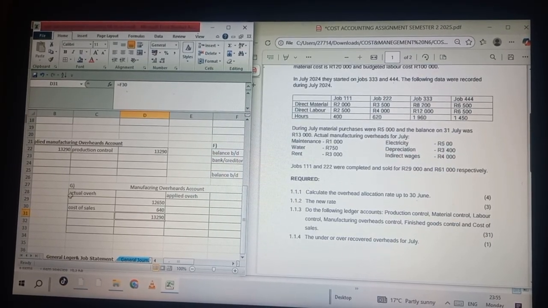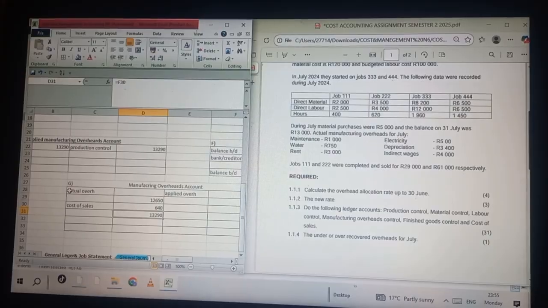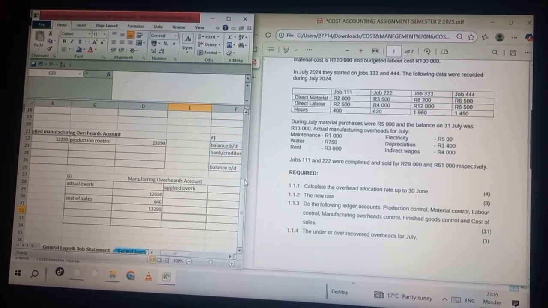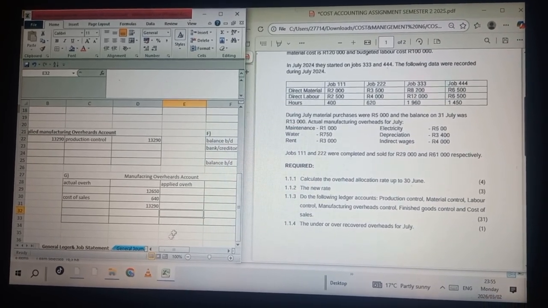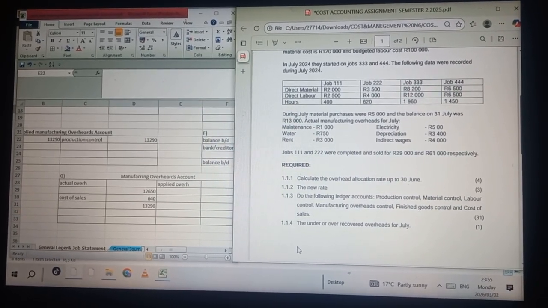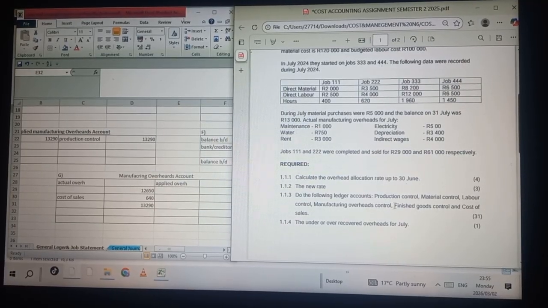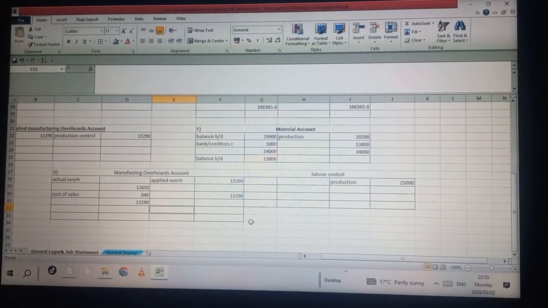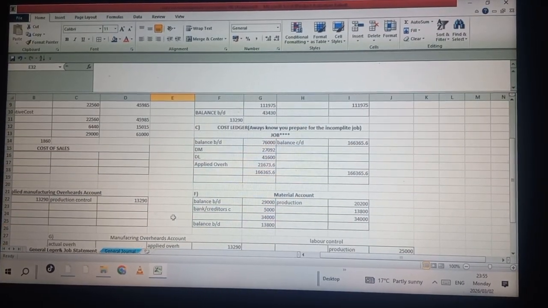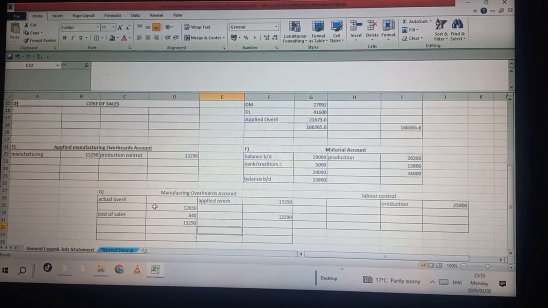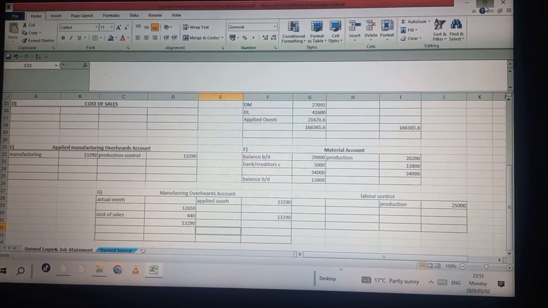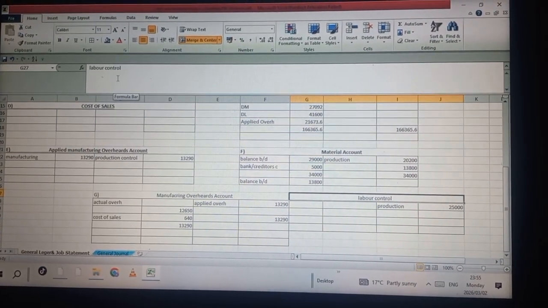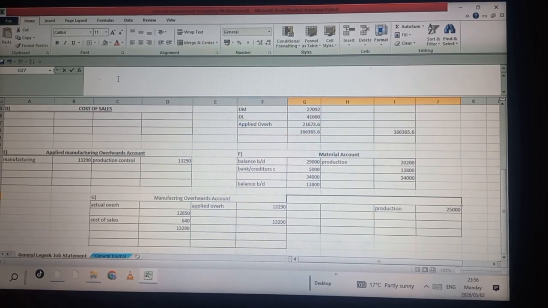Whenever your cost of sales is on the debit side, you should know that we over recovered, and whenever it's on your credit side, it's under recovered. Let's proceed. This is how you treat your manufacturing overhead. They need us to prepare finished goods. Let me quickly prepare the T account of finished goods. You've seen how to treat labor, so I'll just say finished.